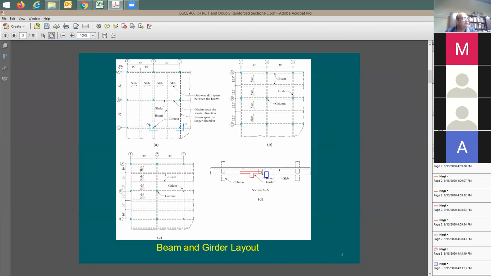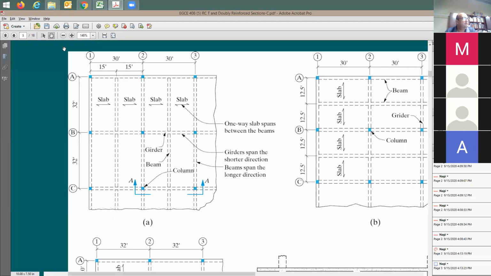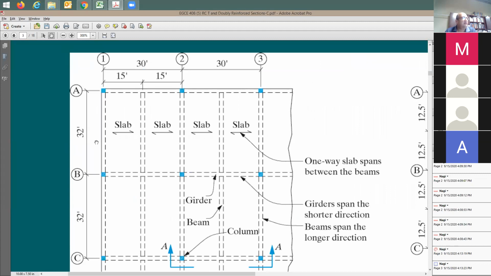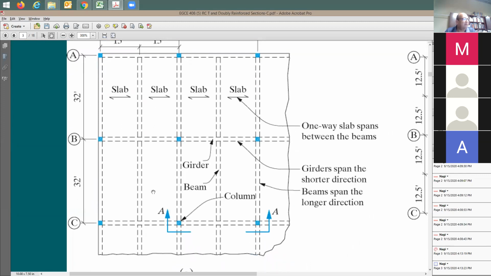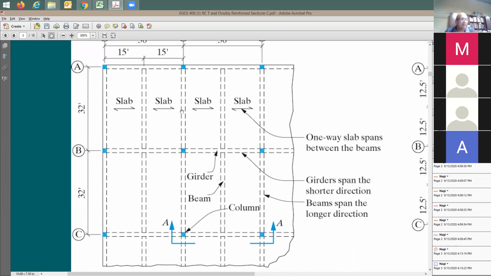Here's the plan view. We call these grid lines like 1, 2, and 3, and the spacing is given A, B, and C. And then we have columns. This light blue is going to be the column location. Looking from the top, this plan view, we have concrete slab, and the concrete slab is going to be spanning in this direction, which means the load is going to be coming here.